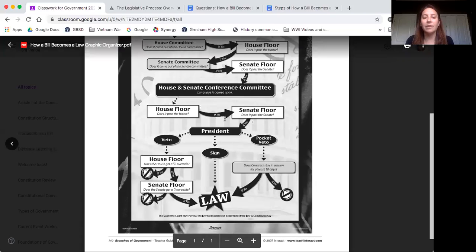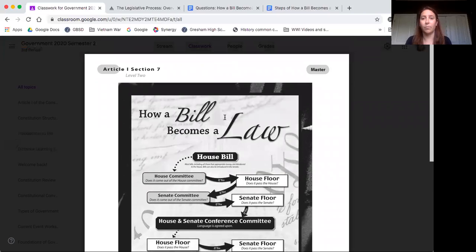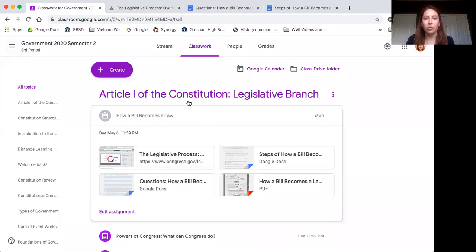So I think this graphic organizer does a really good job of putting the information in a way that's easier to understand. So definitely use that to help you as well. So again, you're going to be completing the questions. I would watch those videos. Remember too, there's that Schoolhouse Rock video that I added on with one of the earlier lessons that you can watch, and it is about how a bill becomes a law. So you can watch that too if that's more exciting for you.